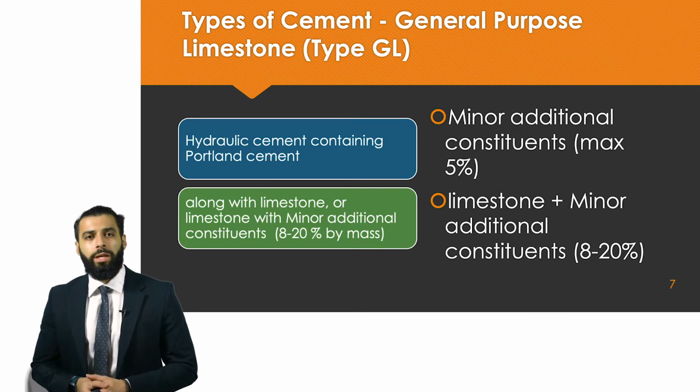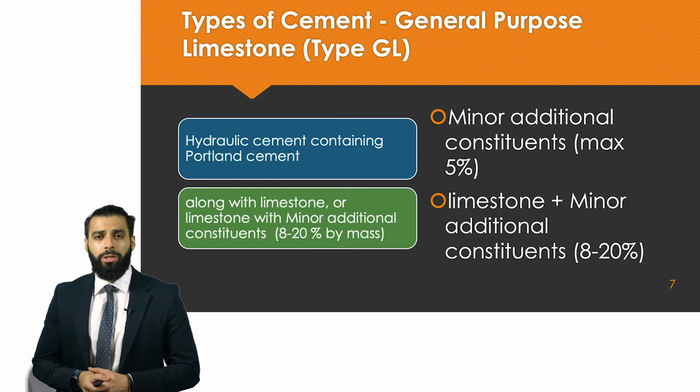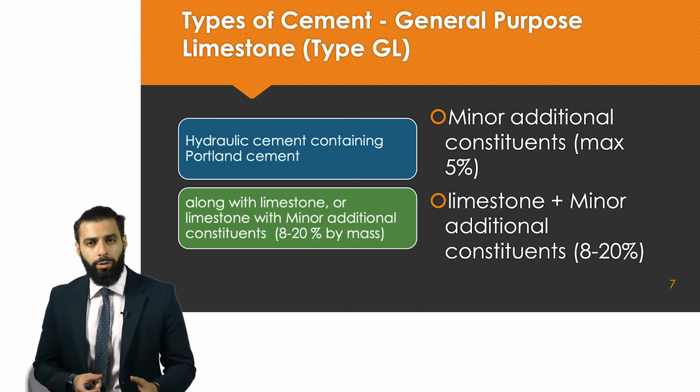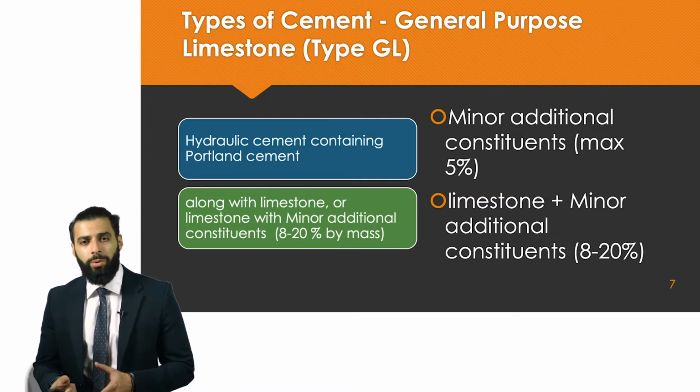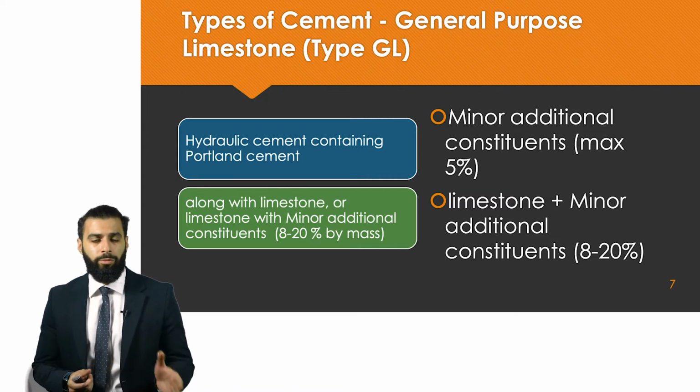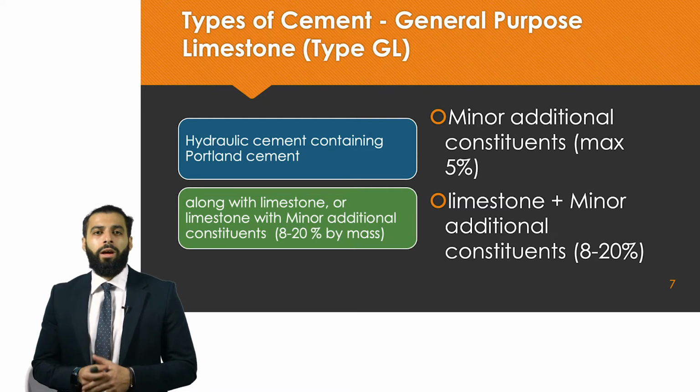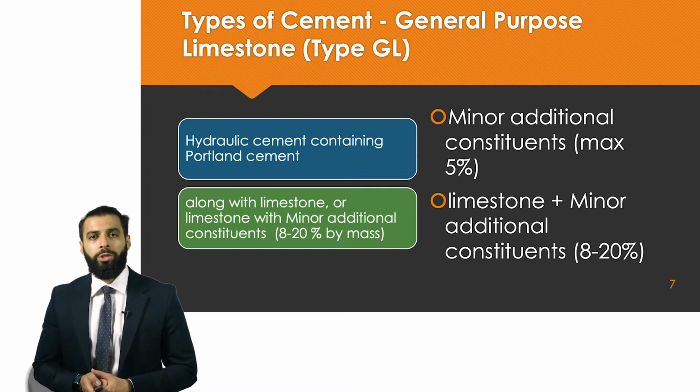The second type is type GL, that's general purpose limestone. Again, similar to type GP, we have minor additional constituents at 5%, but this time you have to add limestone. And when you combine limestone and the minor additional constituents, the maximum limit that you can reach is 20% of the total mass. So you have to have between 8 to 20%, and that is limestone plus the minor additional constituents, and then the remainder would be formed from the Portland cement to get your type GL cement.